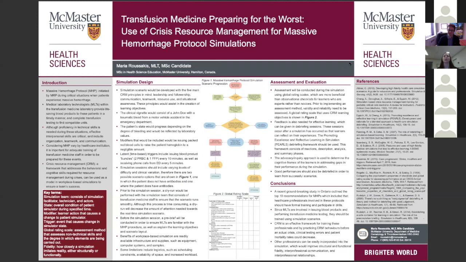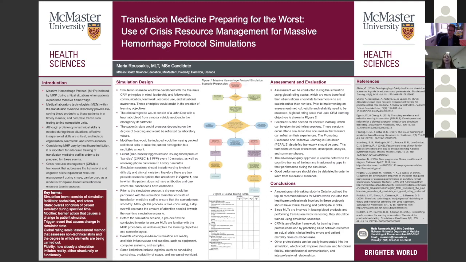For this reason, crisis resource management is an effective framework to be used, and this framework addresses the behavioral and cognitive skills required for resource management during such crises. When developing any simulation scenario, and using a simulation scenario for crisis resource management, it is important to keep in mind the 5 main crisis resource management principles, and these include leadership and followership, communication, teamwork, resource use, and situational awareness.